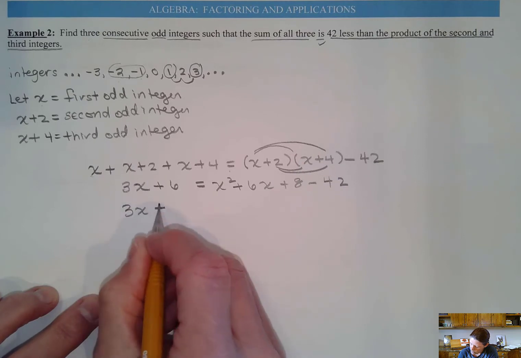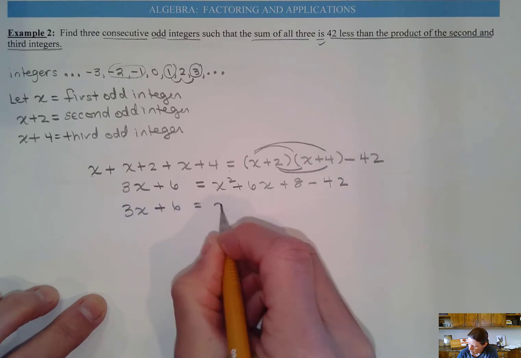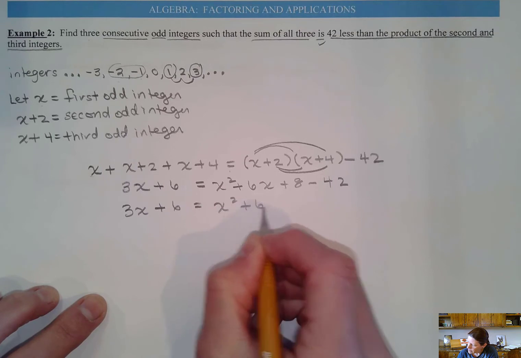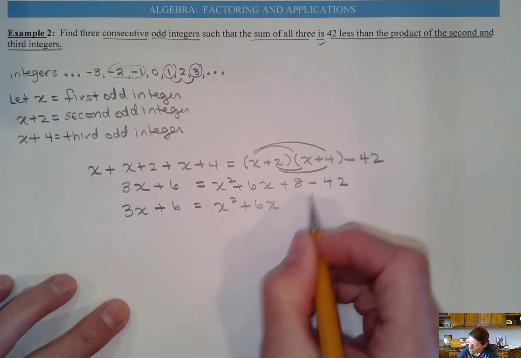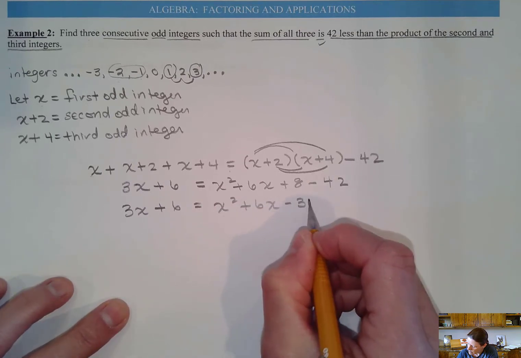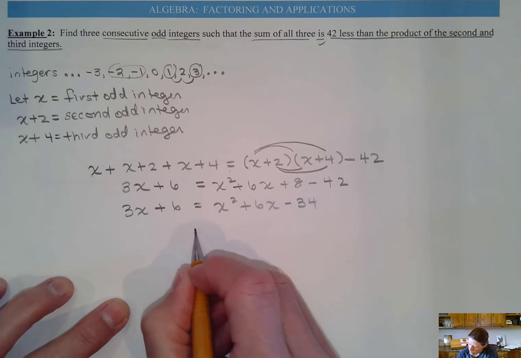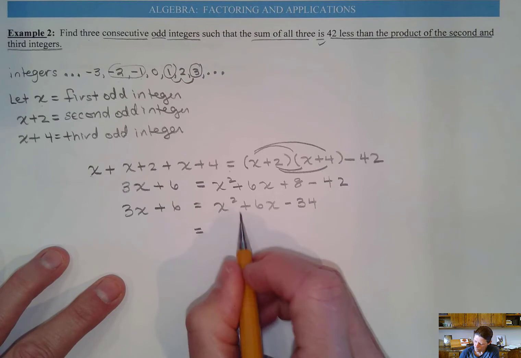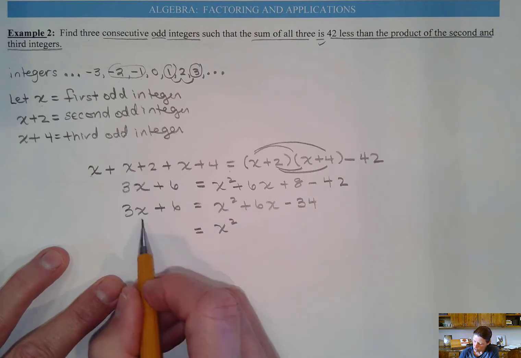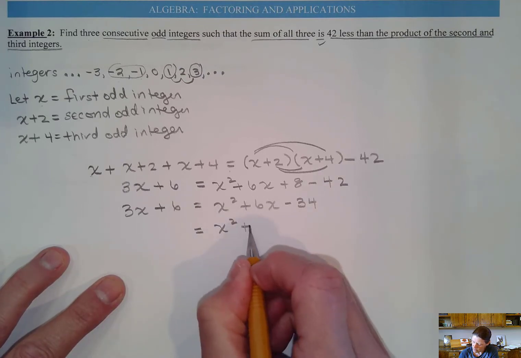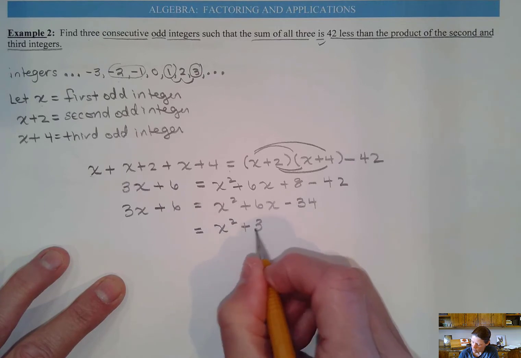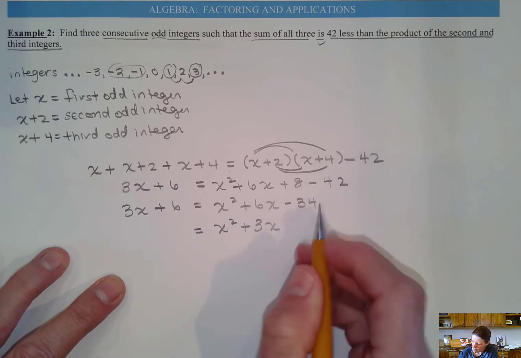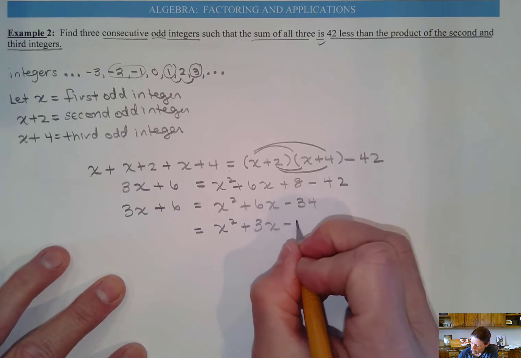Combining terms, we've got x squared plus 6x, and 8 minus 42 is a negative 34. I'm going to move terms to the right in order to write this in standard form. Let's subtract 3x. 6x minus 3x is 3x. Subtract 6. Negative 34 minus 6 is negative 40.